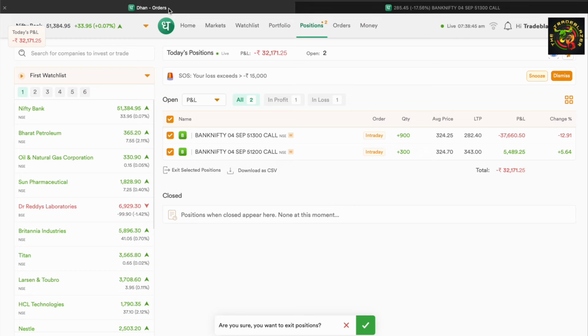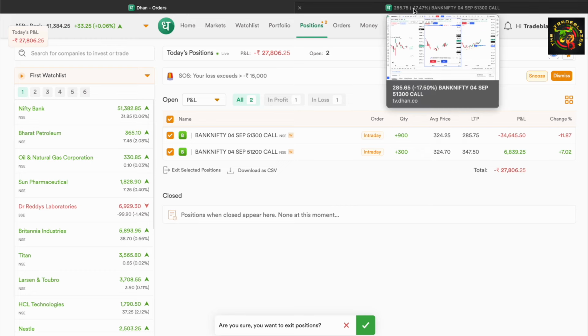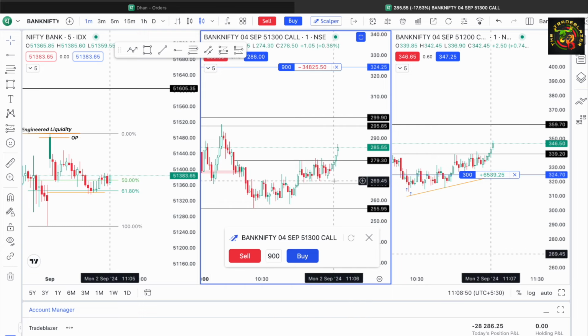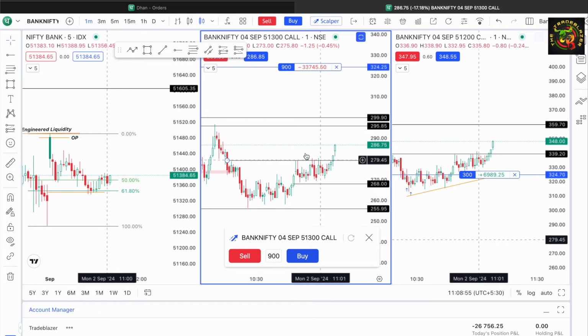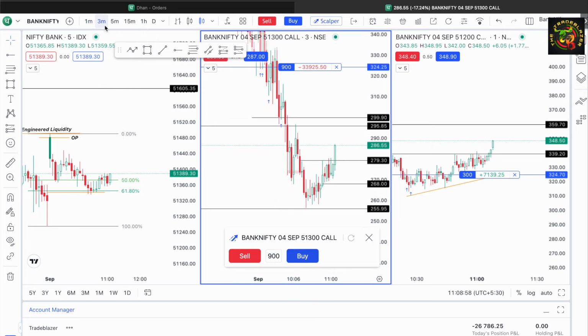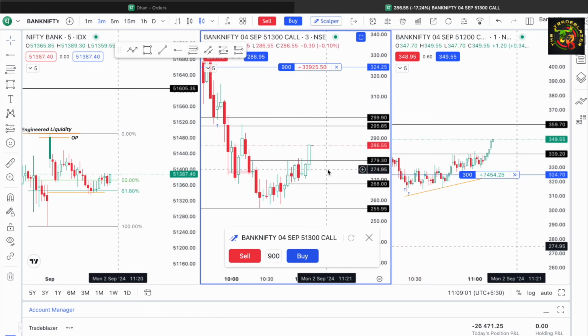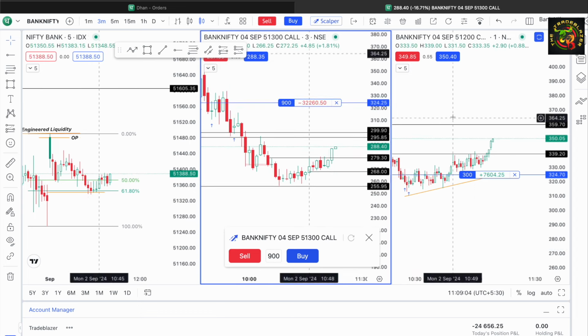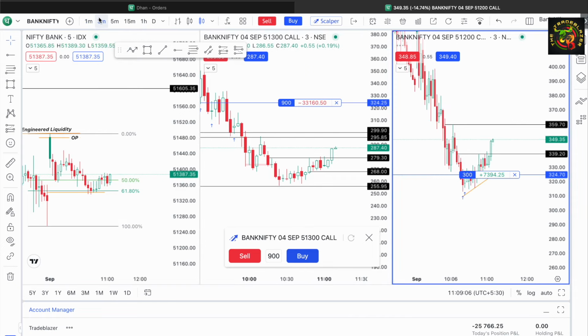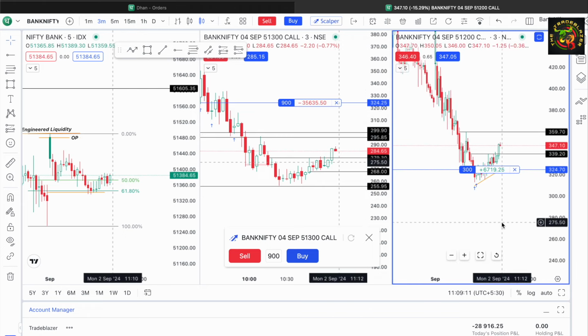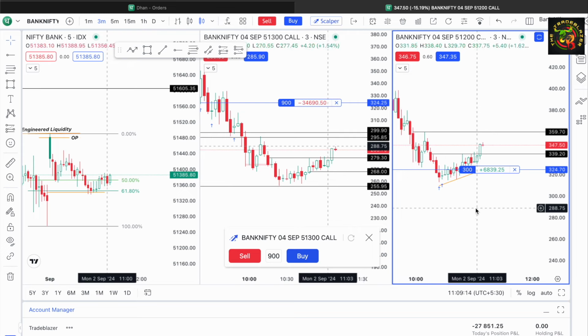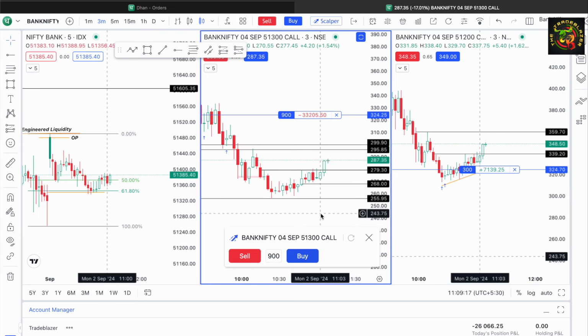You can see a good loss already, which is again managed risk only. But one thing is that I have added one more strike price, 51,200, in between, when the price came back almost to 51,300, where my 51,300 became almost at the money. So I don't have much of a delta in that, and I need a strike price with more delta.